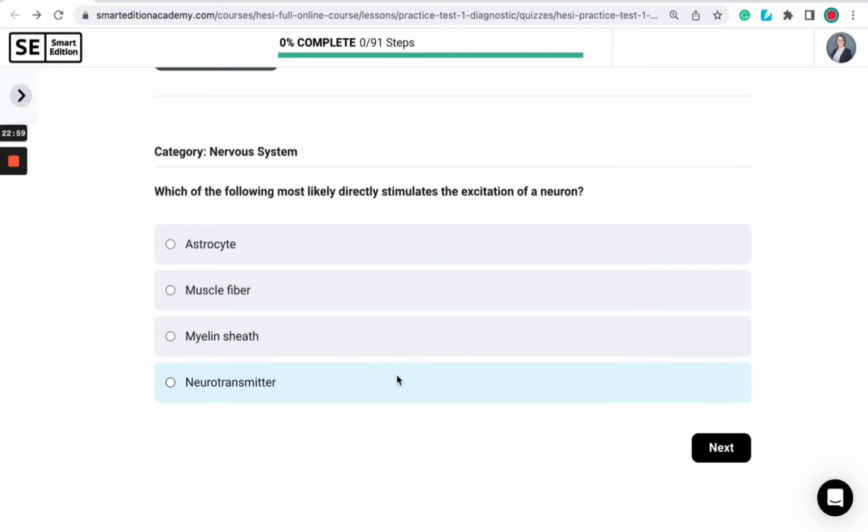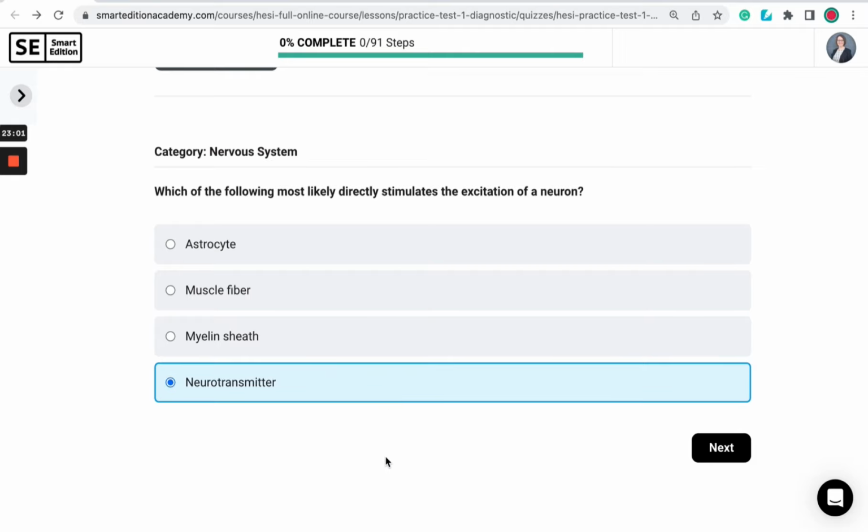So the correct answer is a neurotransmitter. So your neurotransmitter is a type of substance that is released from the presynaptic membrane of a neuron and binds to the receptor on the postsynaptic membrane of a different neuron. By creating this binding, the substance stimulates excitation of the neuron, causing a neural impulse to be transmitted.